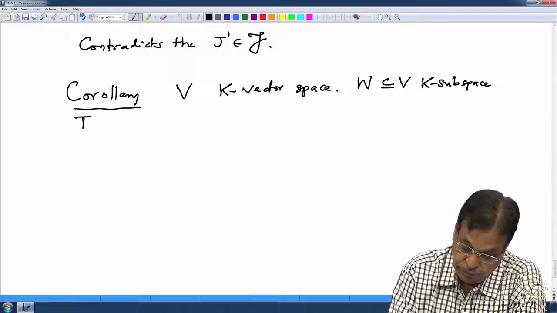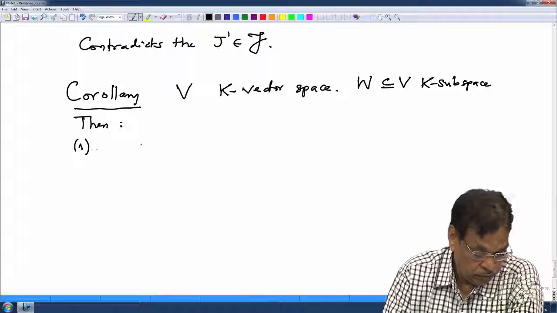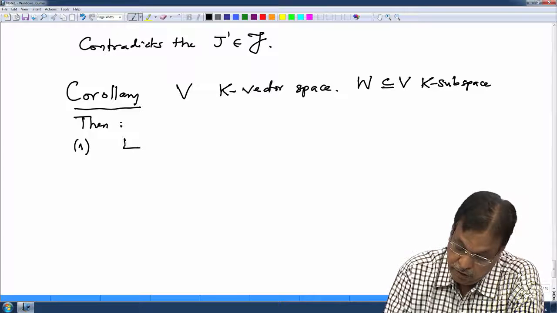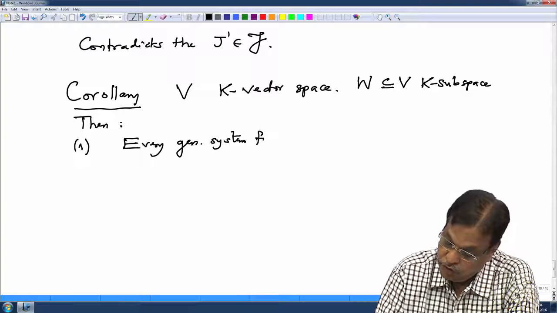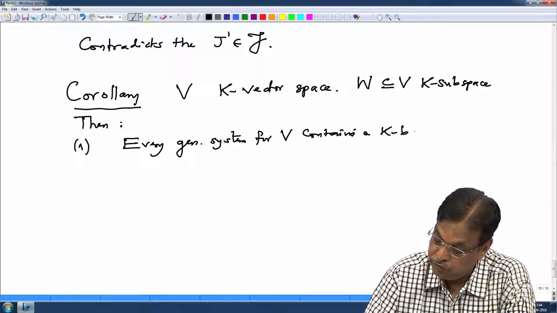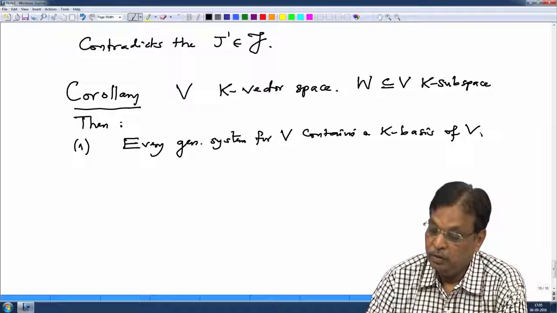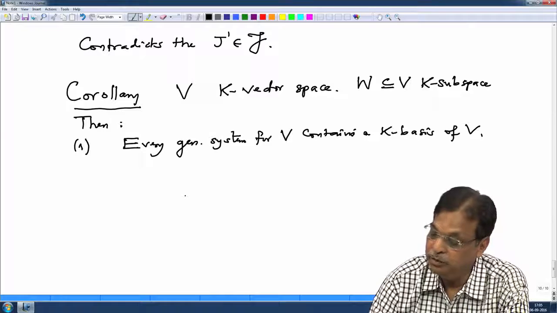Then, 1: every generating system for V contains a basis, a K basis of V. Because take the generating system and find a maximal linearly independent subset by the above theorem, and this must be a basis.